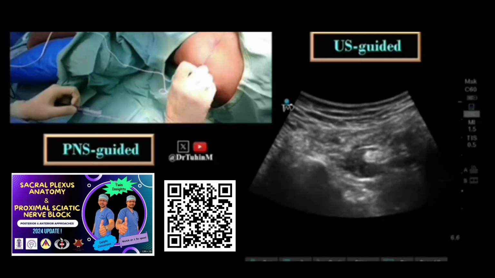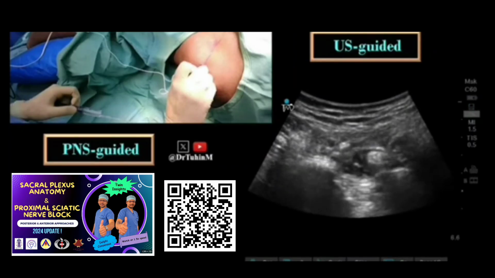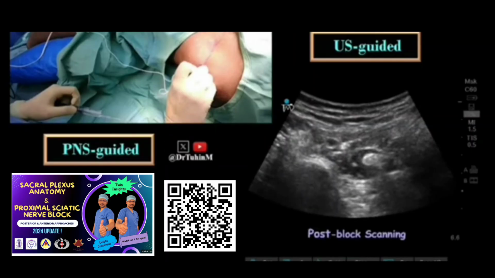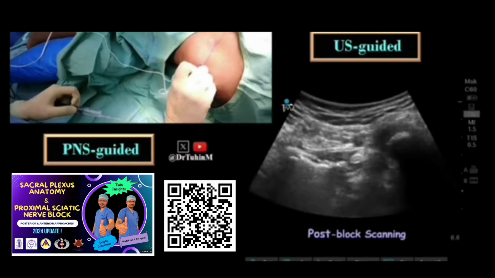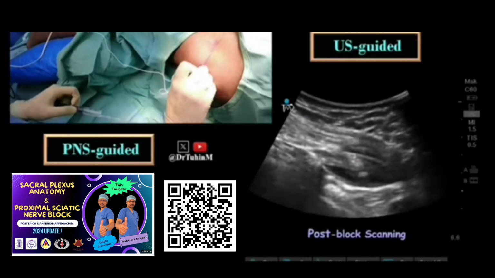In the subgluteal space, on ultrasound, you will see the nerve is more towards the ischial tuberosity, rather than exactly in the midpoint between the two. So post-block scanning, you can scan in cephalocaudal direction, or you can scan in the longitudinal direction also, so that it will give you an idea about the correct deposition.